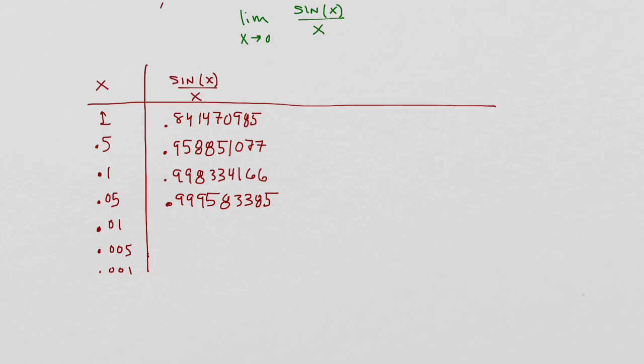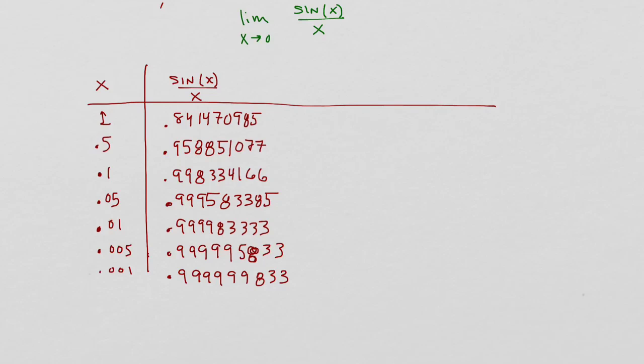So as we keep plugging these numbers in, look at what's happening. We've got 0.95, 0.998, 0.9995. These numbers appear to be going somewhere. And if we finish out this list, we've got a really clear idea of what's happening. 0.9999983, however many nines there are there. We are getting very, very close to what appears to be 1.